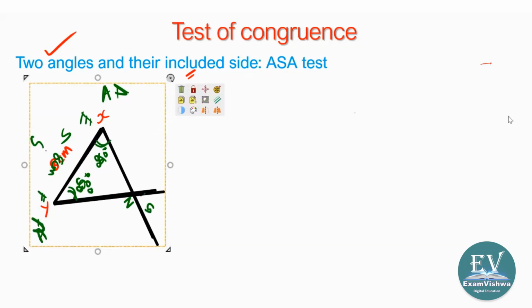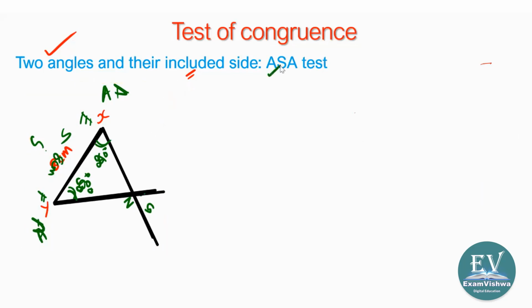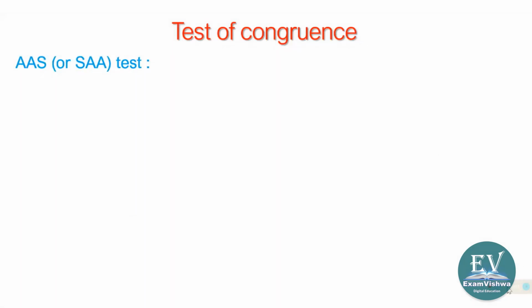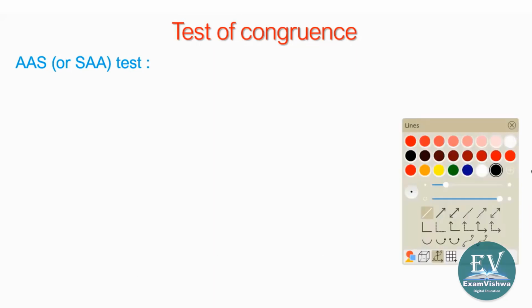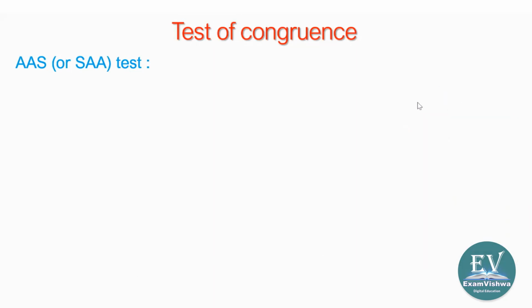How is it congruent? Because of the angle, side, angle test. Two angles and the side included are congruent. So the triangles are congruent. Understood? We are moving to the next type of test of congruence, which is named as AAS test or SAA test.